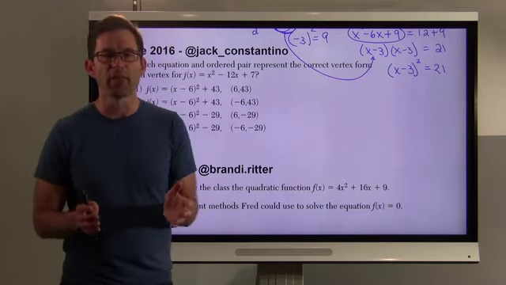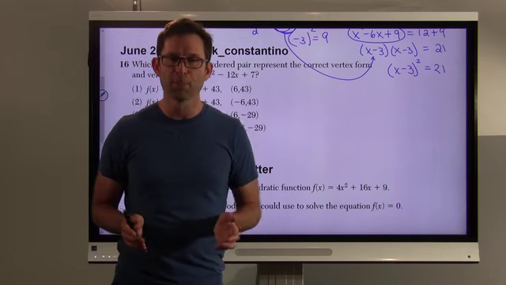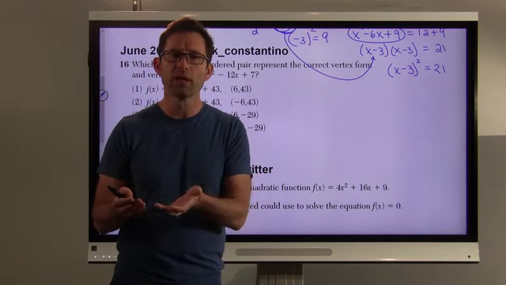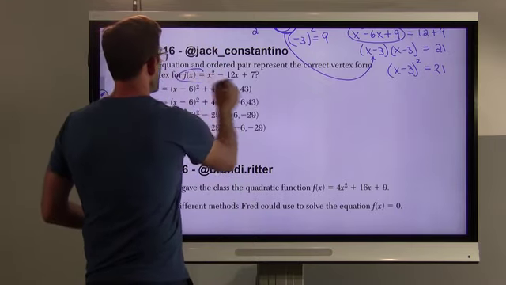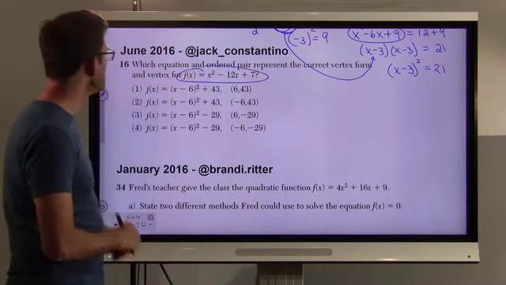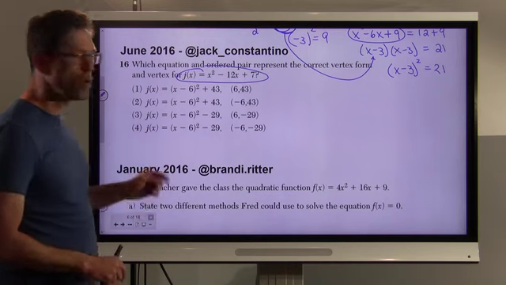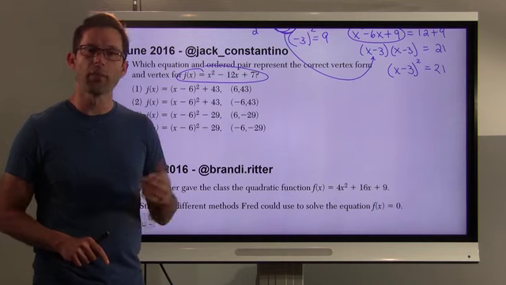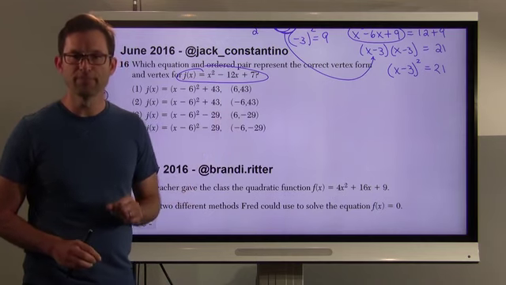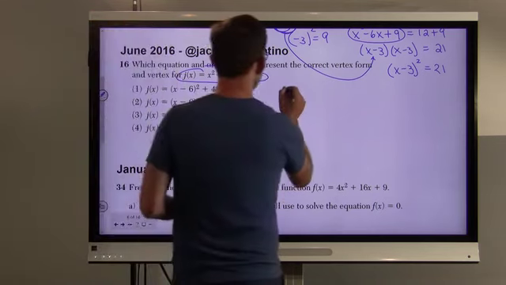Let's take a look really quickly at number 16, though. A lot of people asked about the vertex form of a parabola, okay? And this is another place where completing the square is exceptionally helpful. So let's take a look at this. June 2016, number 16: which equation and ordered pair represent the correct vertex form and vertex for this parabola? All right, so this is a little bit different.